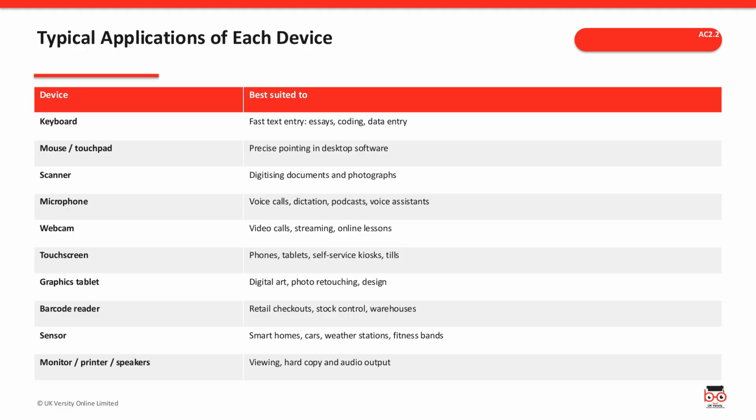This slide matches each device to the jobs it does best. A keyboard suits fast text entry like essays and coding, a graphics tablet suits digital art, and a barcode reader is made for retail checkouts and stock control. Sensors turn up everywhere, from smart homes to fitness bands, while monitors, printers, and speakers cover your viewing, hard copy, and audio. Seeing them lined up against real uses makes the right choice much more obvious.